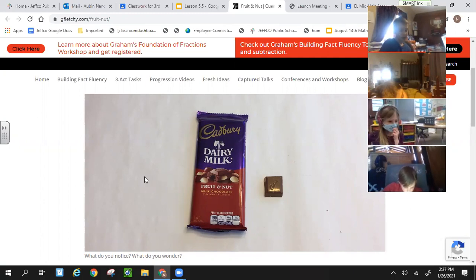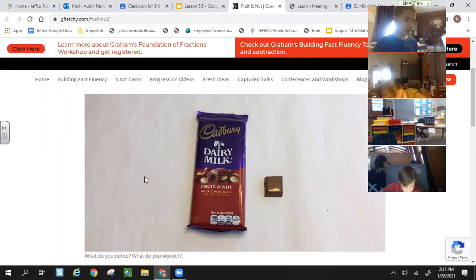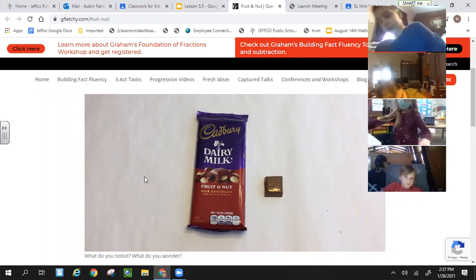How many do you think? Use your high and low to now help you figure out what do you think it actually is. What is your estimate? How many do you really think are in that candy bar? Okay, Josh thinks 12. Paxton, how many do you think are in there? 24.